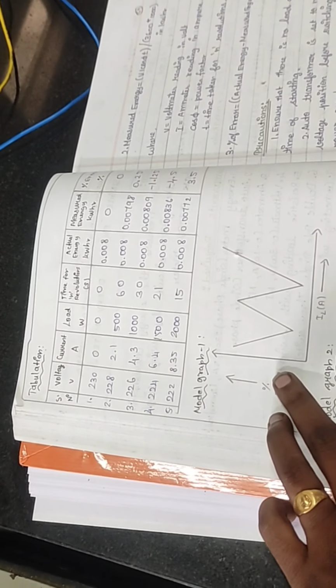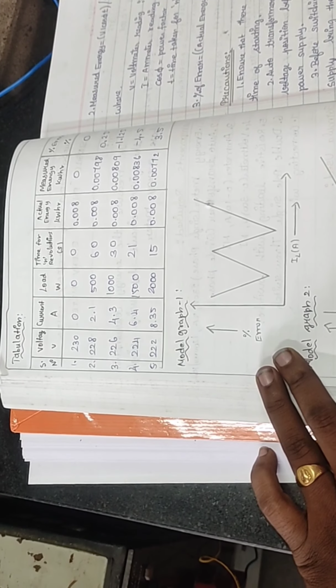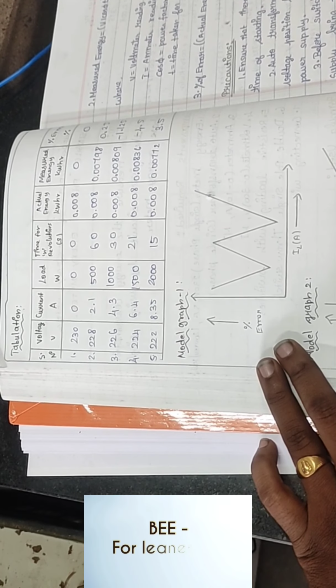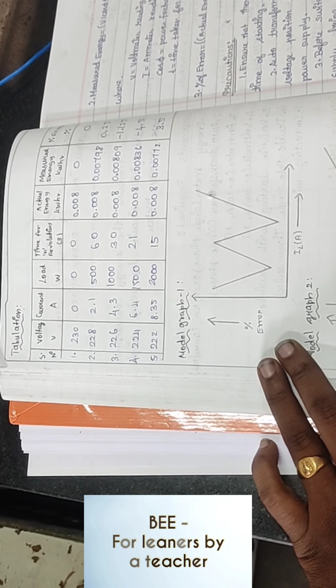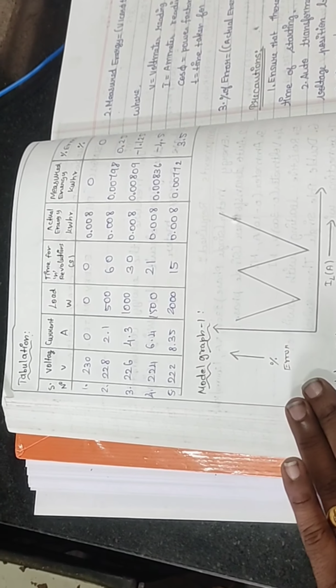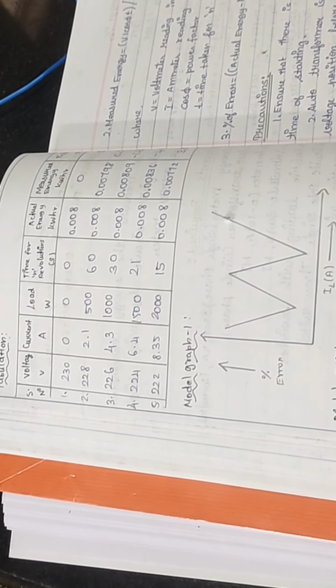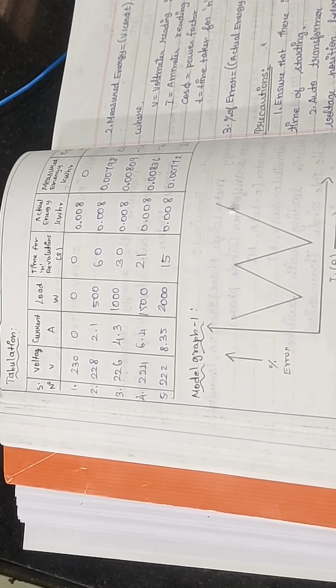Then you can come to the tabulation, where we can take 4 or 5 readings. If we increase the load, the current will increase. The voltage will be approximately equal: 230 volts, it will be nearing 230 or 228 or 226, like that. There will be minor variation of around 1%.